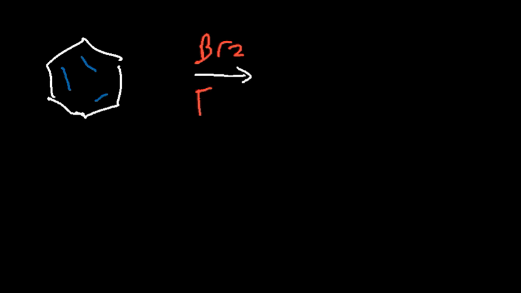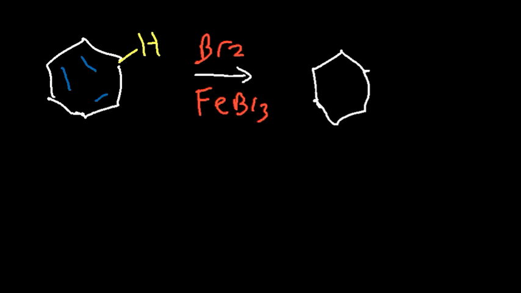Now if you have a benzene ring, Br2 by itself will not react with the benzene ring. If you want to add the Br directly to the benzene ring, you need to add a catalyst like FeBr3. So what's going to happen is it's going to replace the hydrogen with a bromine atom. And so you get this as a product.